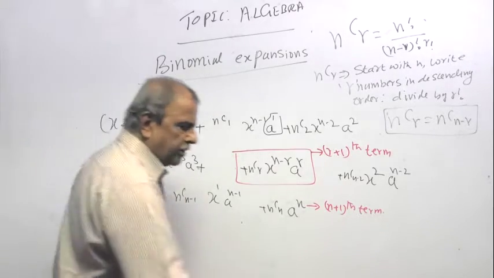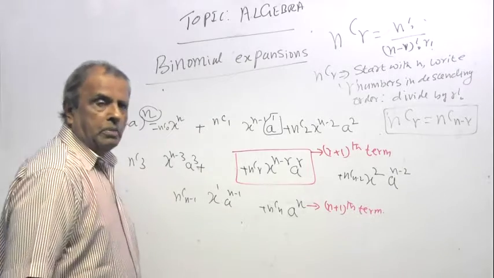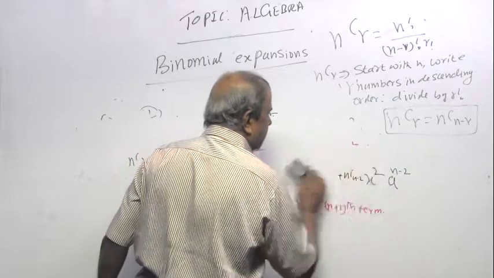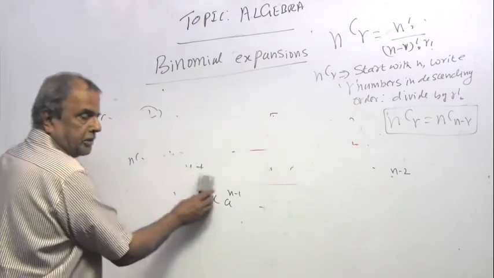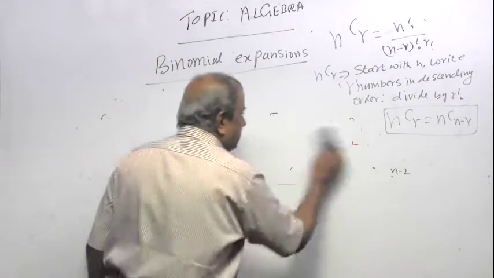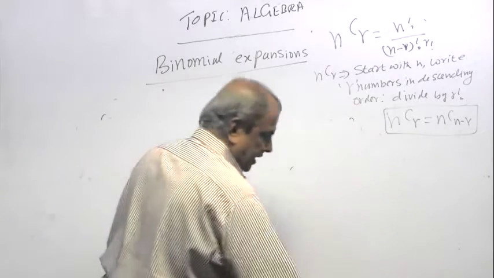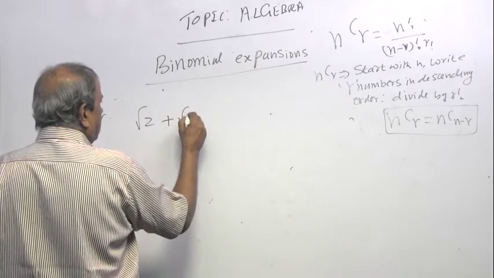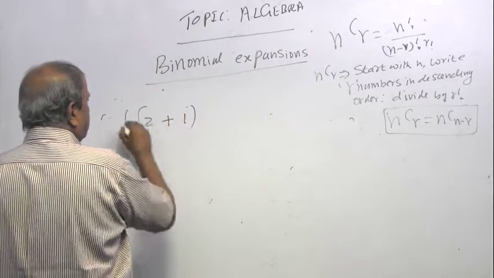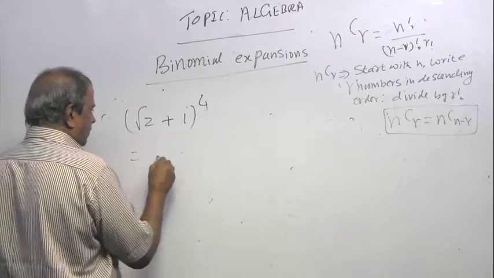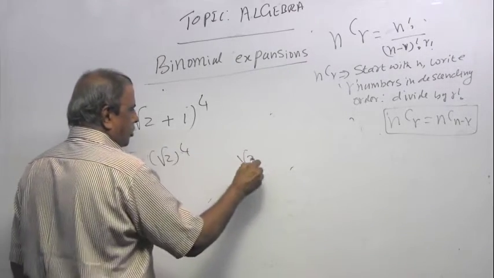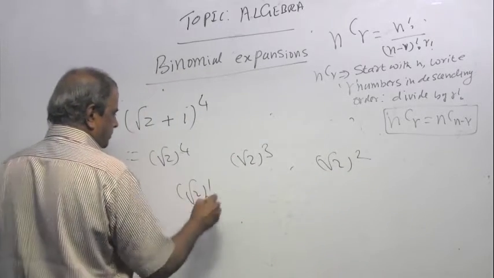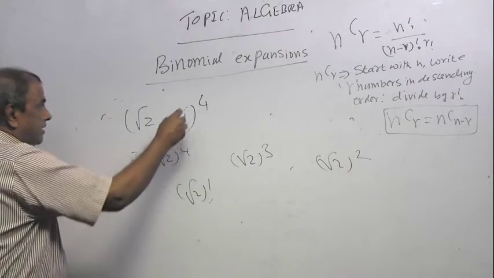So I'll just use that principle to show you how I can do an expansion. I think I have time enough to show one expansion. Let me take a very simple expansion. Expand and simplify root 2 plus 1, all to the power 4. Easiest way, start with root 2 power 4, then root 2 power 3, then root 2 power 2, then root 2 power 1. Done.